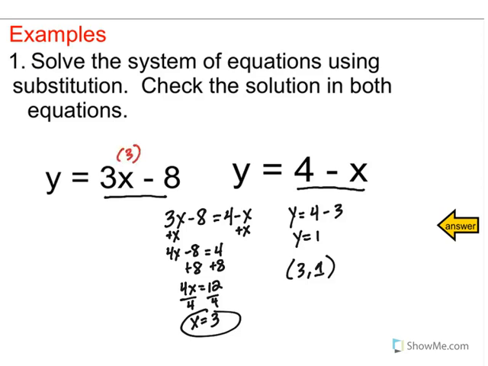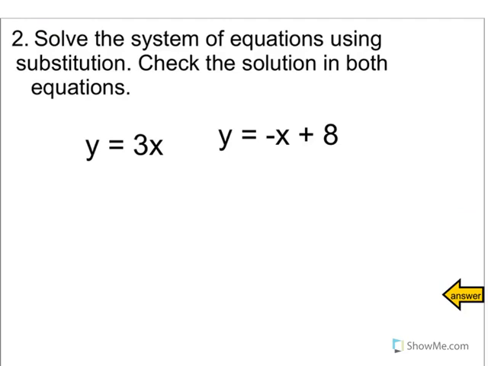So x was 3, y was 1. I start with my first one. 3 times 3 is 9, and 9 minus 8 is 1. So I know this one's correct. Again, y was 1, x was 3, 4 minus 3 is 1, and so we're good on that one. So I know that my solution is (3, 1).